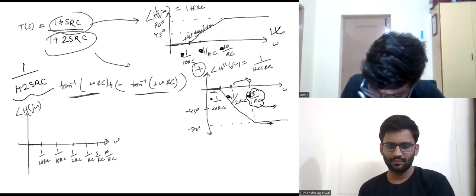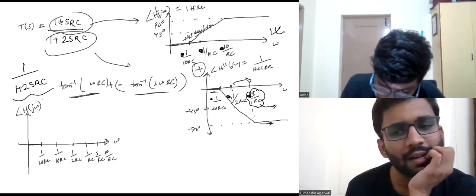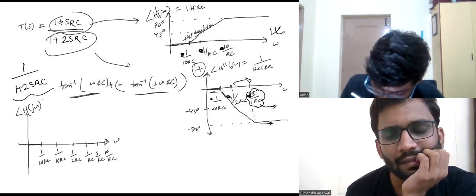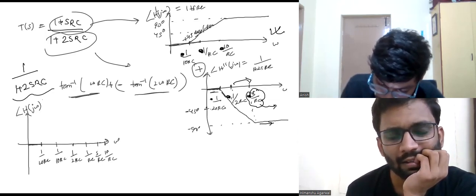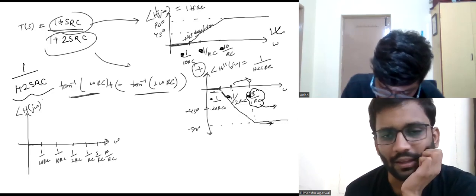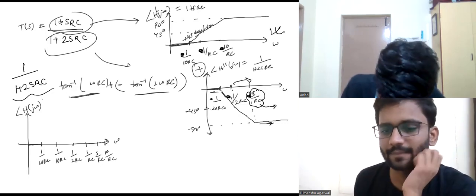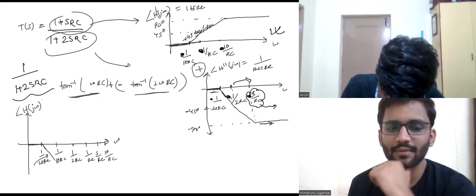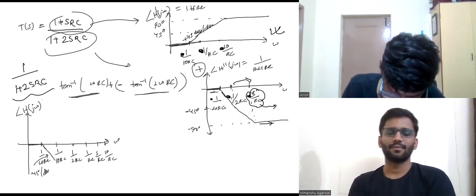After 1 by 20RC, this has a negative slope of minus 45 degrees per decade, right? Up until 1 by 10RC. So this will have a slope of minus 45 degrees per decade.